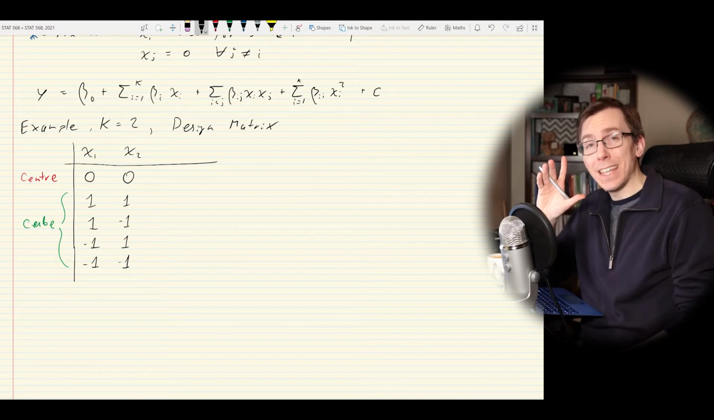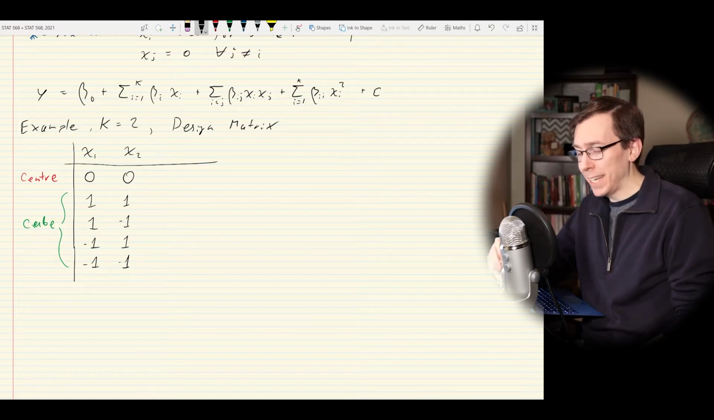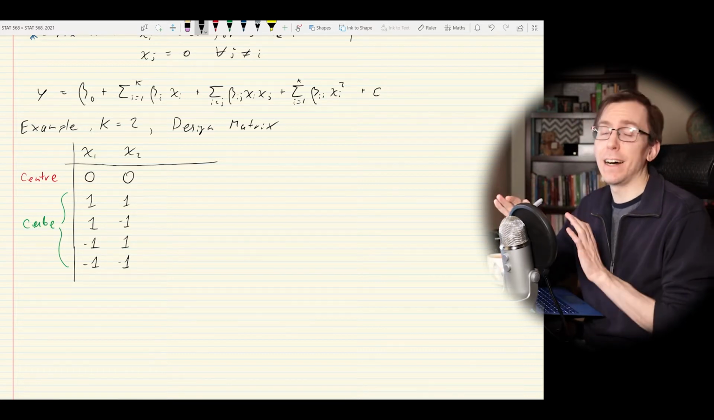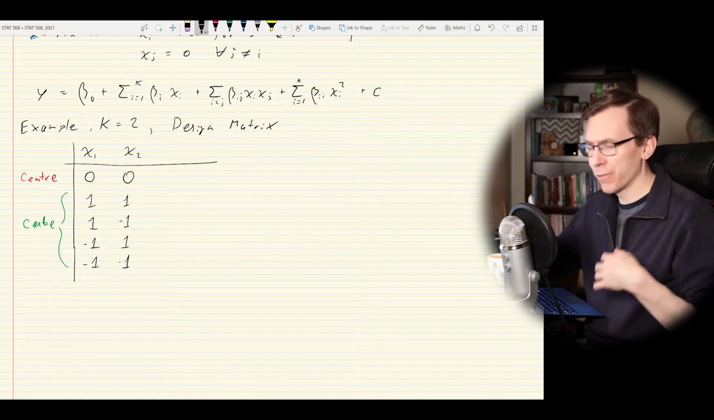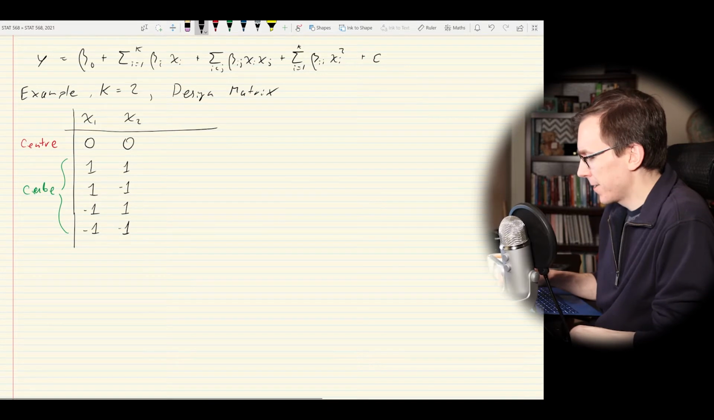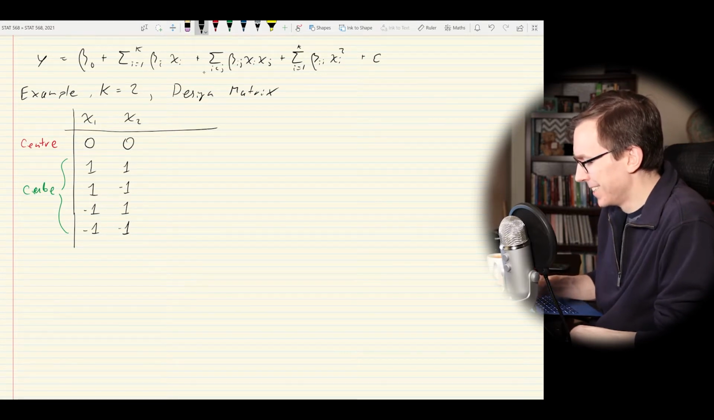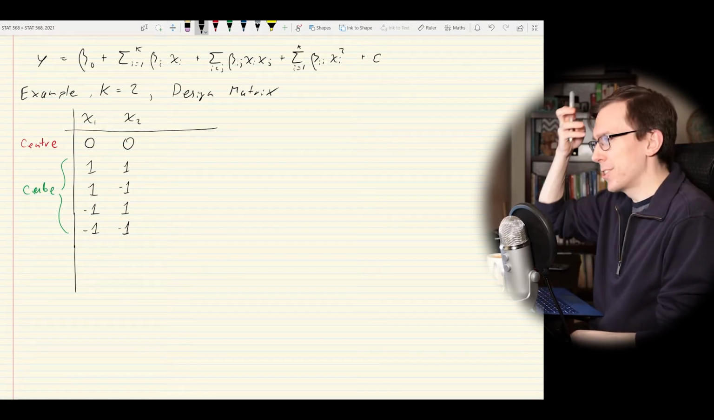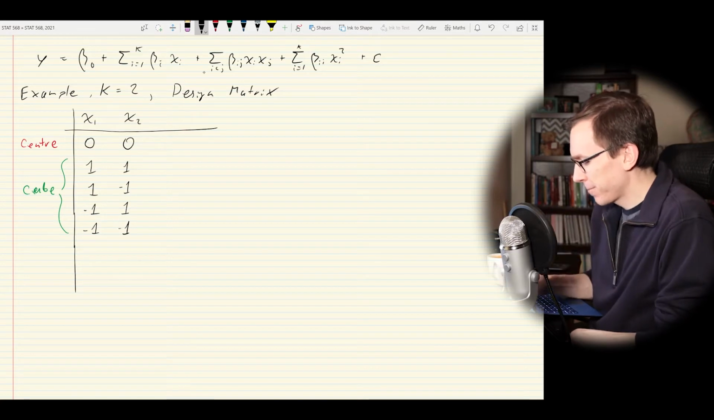I also mentioned at the end of last lecture, we often like to replicate the center point more than once. We're going to talk about that a little bit later in this lecture. For now, we're just going to include it once in our design matrix, so I don't have to repeat a bunch of zeros.